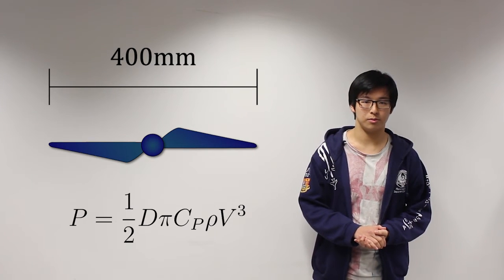The turbine is designed to have a maximum allowed diameter of 400mm in order to maximize the power available for extraction from the wind. In this equation, Cp is the ratio of the power extracted by the wind turbine over the wind power.